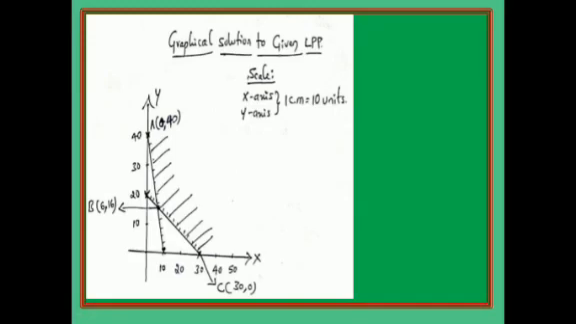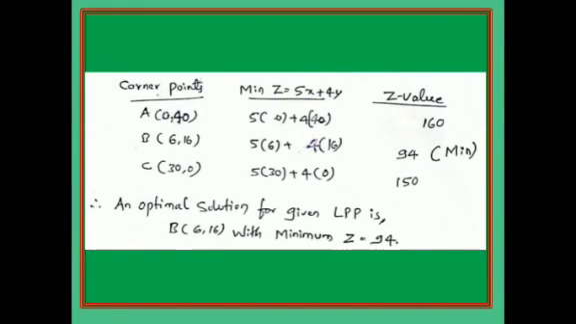Let's see. This is how it has to be done. Corner points A, B and C, with all those respective corner points I have written, and minimization of z equal to 5x plus 4y calculation has been performed, and the z value according to this particular calculation has been calculated and written as 160, 94 and 50. As I have said, you can pause the video and observe the calculation if need be.